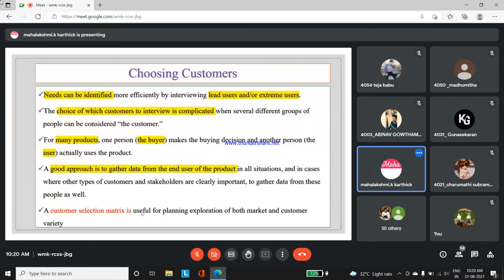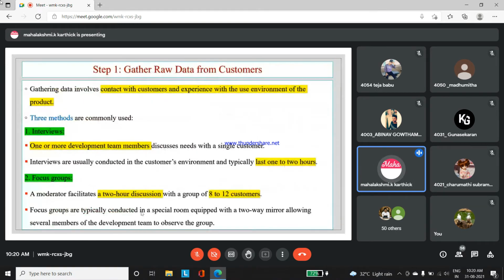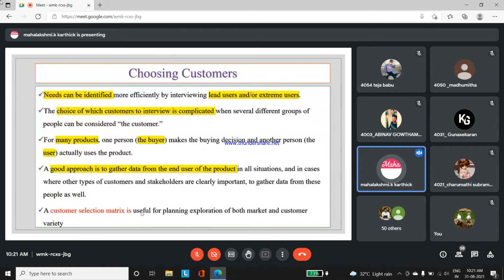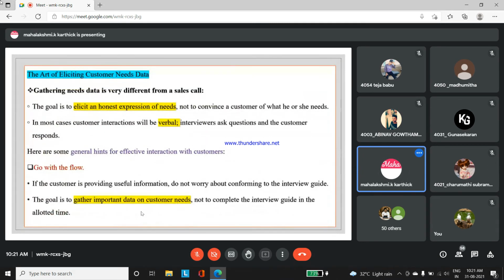Next, try to understand the flow. We are dealing with step 1 under understanding the customer need. Step 1, gather raw data from the customer. There are 3 methods involved: interview, focus groups, and observing the product in use. Now under choosing customers, we have discussed a few points. Next is the art of eliciting customers' need data.